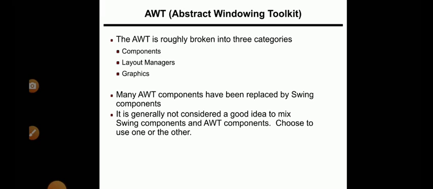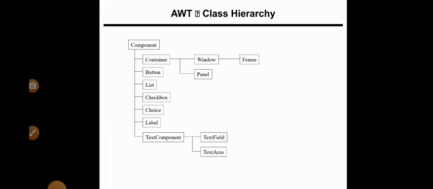So what is AWT? It is nothing but Abstract Window Toolkit. The Abstract Window Toolkit is roughly broken into three categories, that is components, layout managers and graphics. Normally many AWT components have been replaced by Swing components. So it's generally not considered a good idea to mix these components. Either you have to use the AWT components or the Swing components.